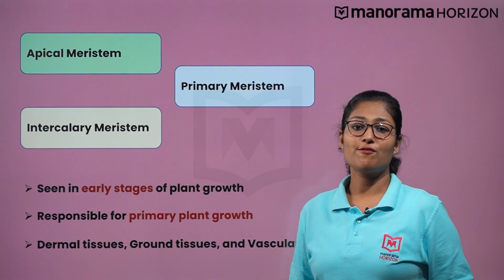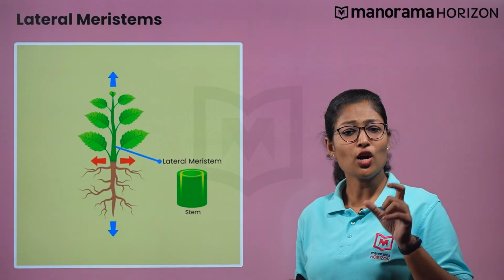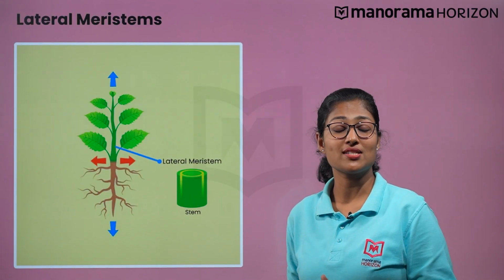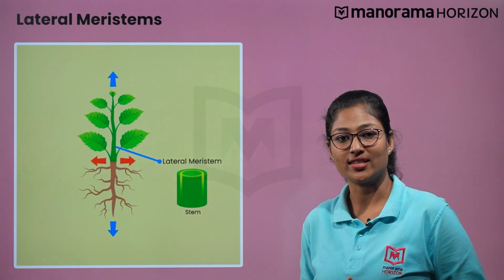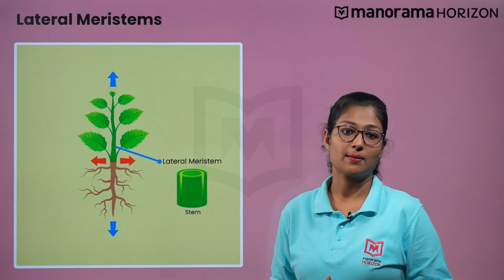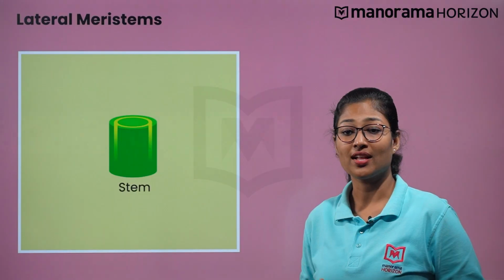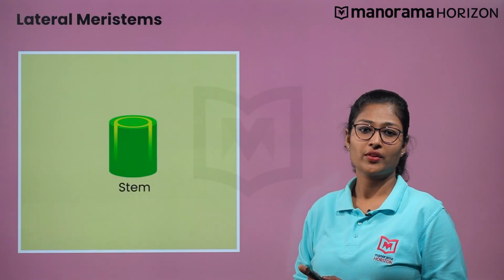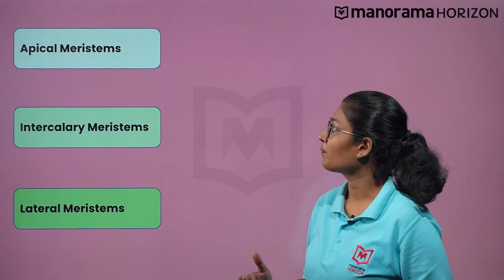The other kind of meristem is the lateral or the secondary meristem. I hope you can relate to the presence of lateral meristems. Yes. Where are they located? They are seen in the mature regions of the plant. So, what is so special about this meristem? They are cylindrical.